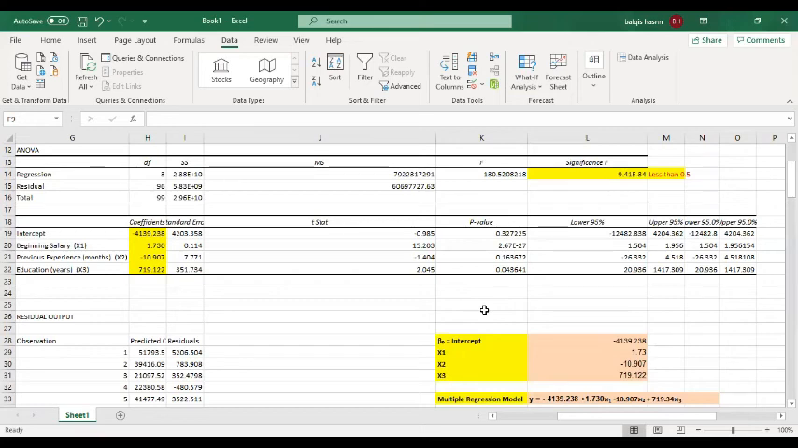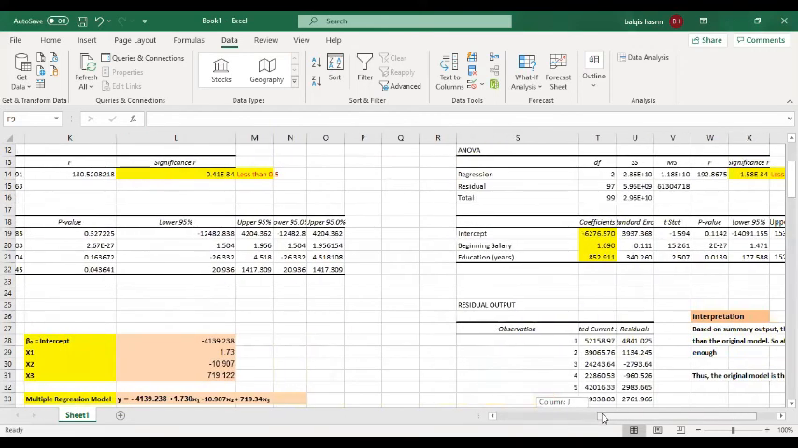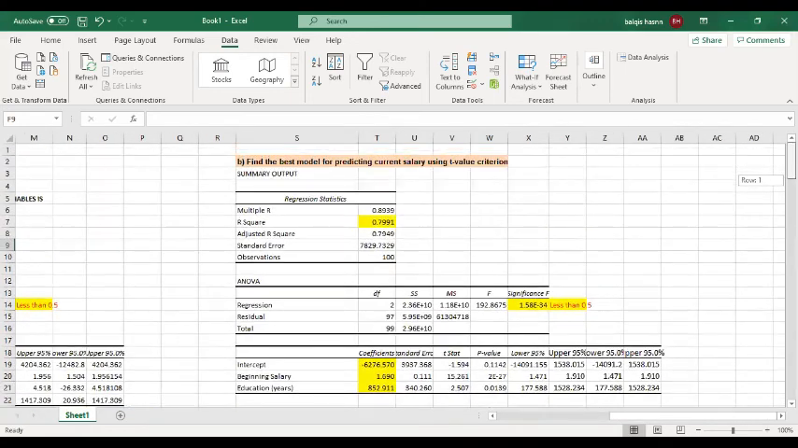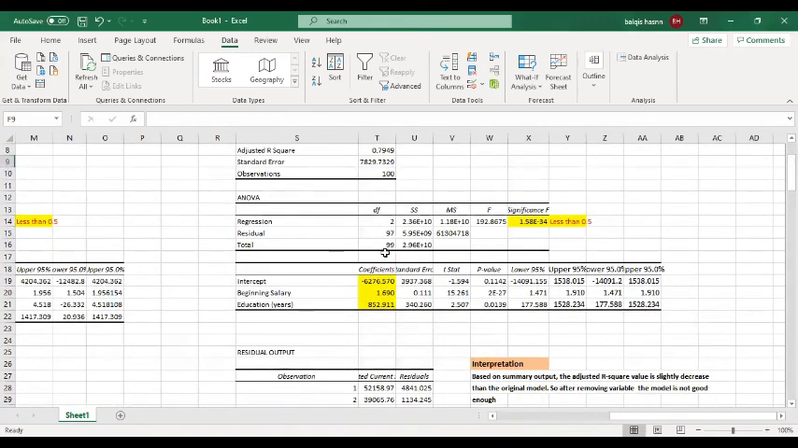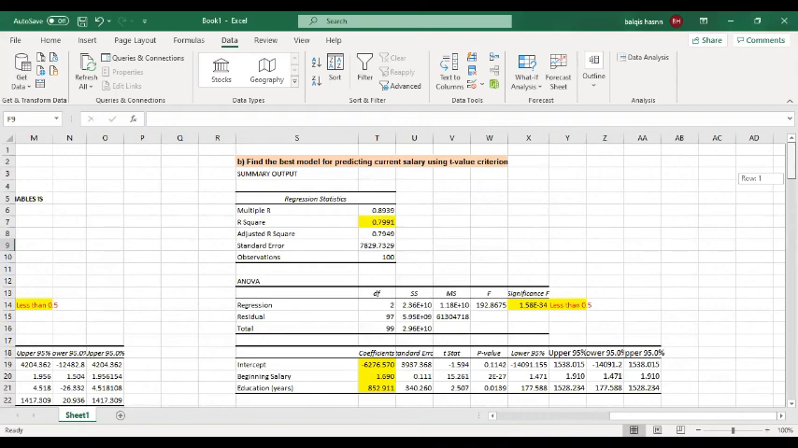For the next model, we do the same as the original model, the difference is that we only put two variables, which are beginning salary and education years. The model is the same as the original model, except we have the intercept, beginning salary and education years. We do not include previous experience because it has the highest p-value. So we remove this variable when we run the other model. The steps are the same as the first model, and some output will come out like this.